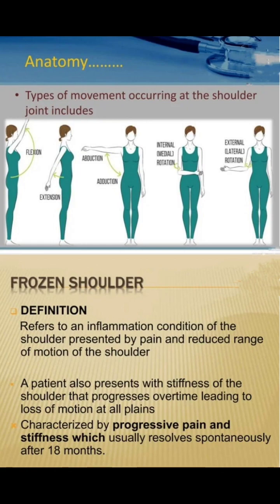Frozen shoulder. The definition of frozen shoulder refers to an inflammatory condition of the shoulder presented by pain and reduced range of motion of the shoulder. A patient also presents with stiffness of the shoulder that progresses over time, leading to loss of motion in all planes, characterized by progressive pain and stiffness, which usually resolves spontaneously after 18 months.